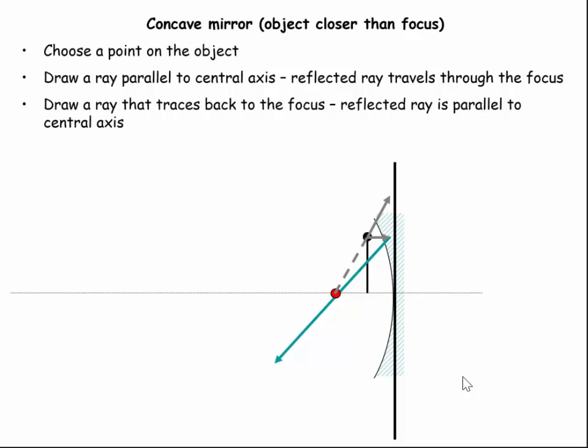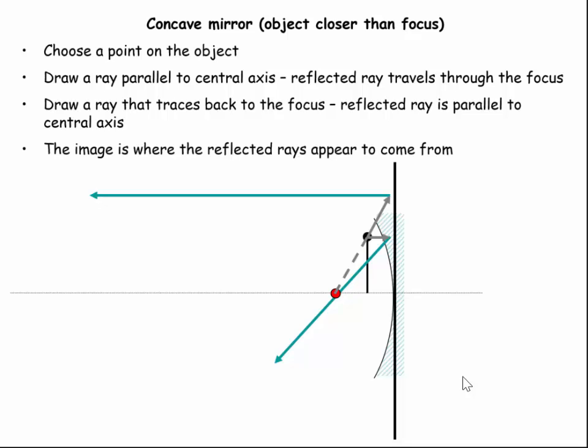It's coming from the object towards the mirror, but it's directed as if it were coming from the focus. Then it would reflect parallel. And where do those two rays appear to come from? Behind the mirror. The image is upright, it's bigger, which means it's enlarged, and it's virtual, it's behind the mirror.